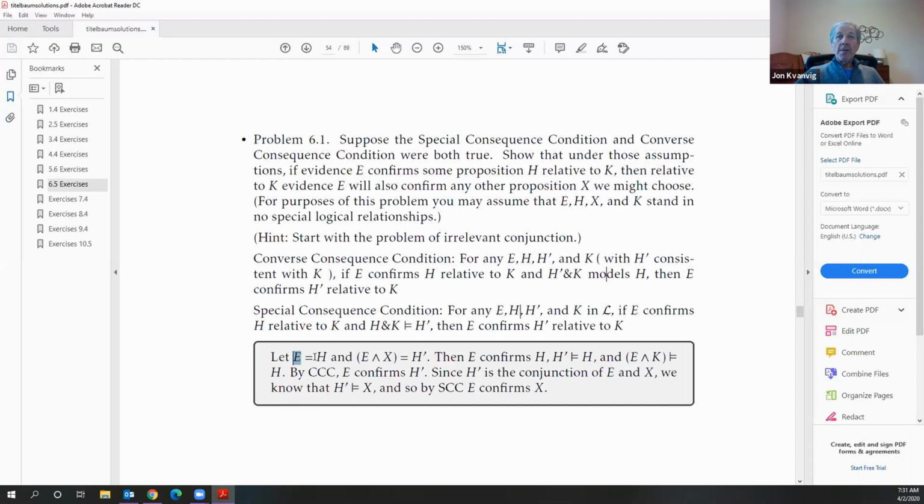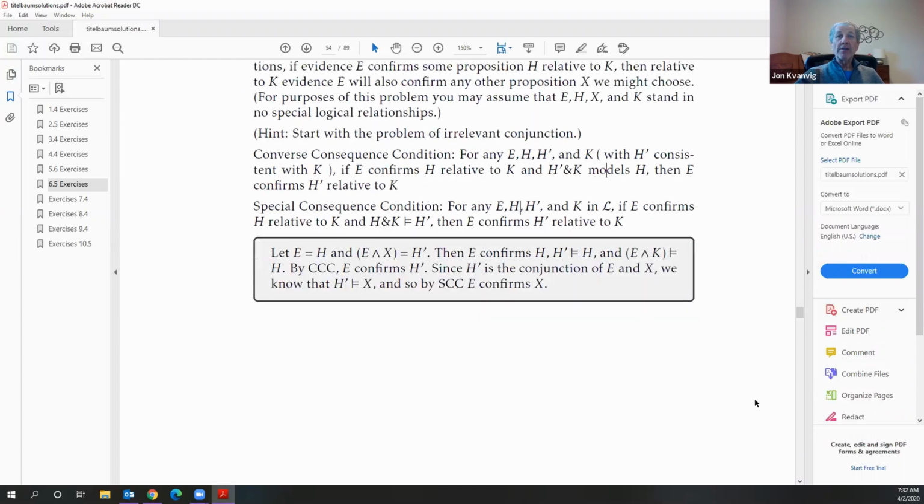Well, let's let E be H, the same thing, and then E and X, we'll let that be H prime. Then E confirms H, H prime models H, because E and X obviously entails E, and E and K models H. By the converse consequence condition, then we can get that E confirms H prime. Since H prime is the conjunction of E and X, we know that H prime entails X. So by the special consequence condition, E confirms X as well.